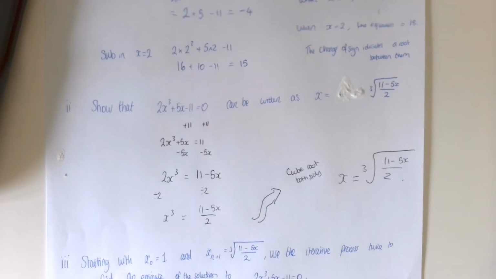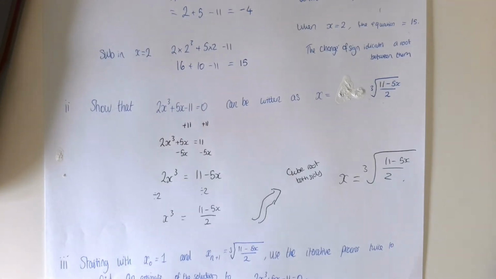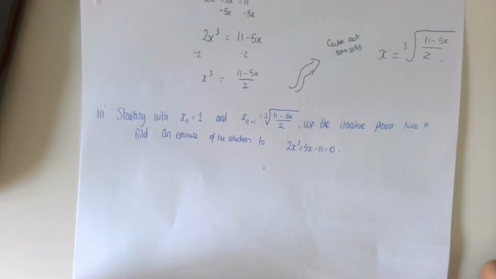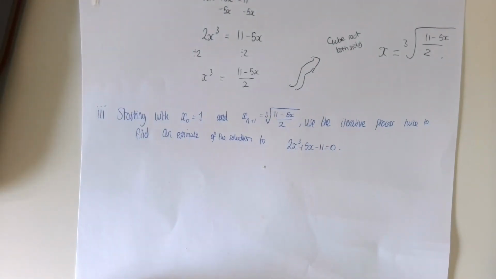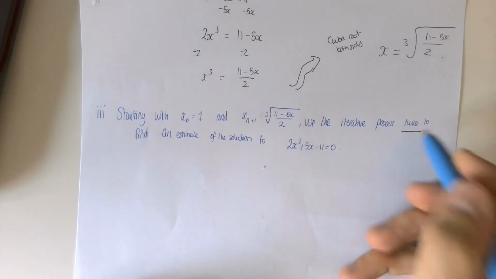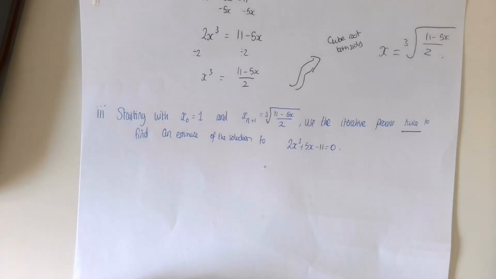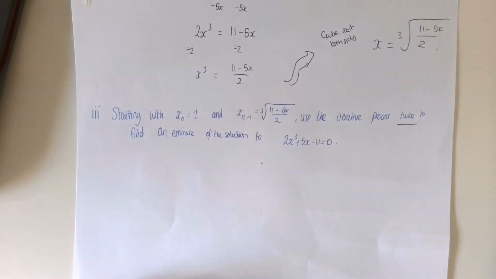Okay, and then the final bit, the actual iteration itself. So this is why it's important you have watched the very first video on this, because I'll be referencing some ideas that we looked at in there. So, starting with x0, my initial x value is 1, and x subscript n plus 1 is the cube root of (11 minus 5x) over 2. Use the iterative process twice, I'm going to underline that word, to find an estimate of the solution to 2x cubed plus 5x minus 11.